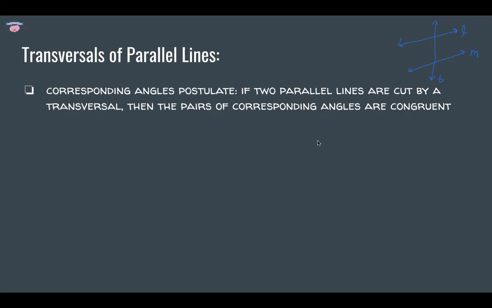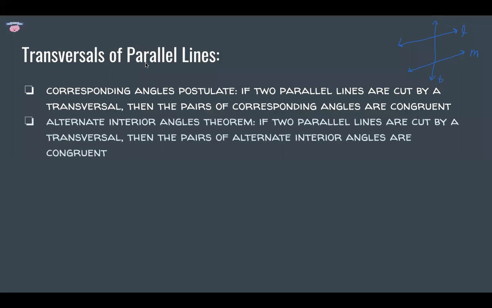It says that the pairs of corresponding angles are congruent. So if these were the corresponding angles, then this is congruent to this. But if these were the corresponding angles, bottom left and bottom left, those would still be congruent to each other. So any pair of corresponding angles would be congruent to each other.